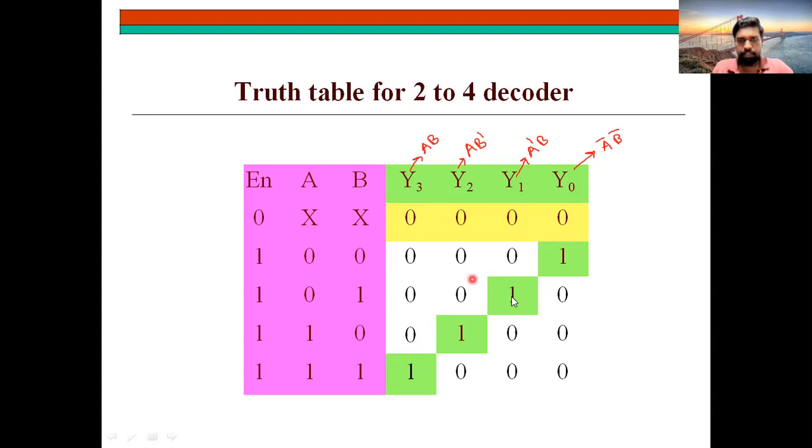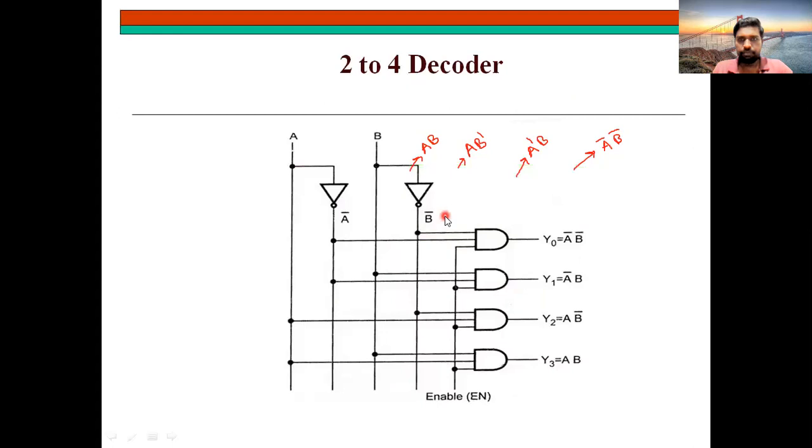Okay, so first, let me clear this. See, for the first, y0, you take A, draw a line and pass this A through an inverter, it will become A bar, and take B and pass it through an inverter to get B bar. So you have A bar, B bar, and you find a special input called enable. Remember that when enable is linked with this, only then will we get these outputs. So don't forget to link the enable input for each and every AND gate.